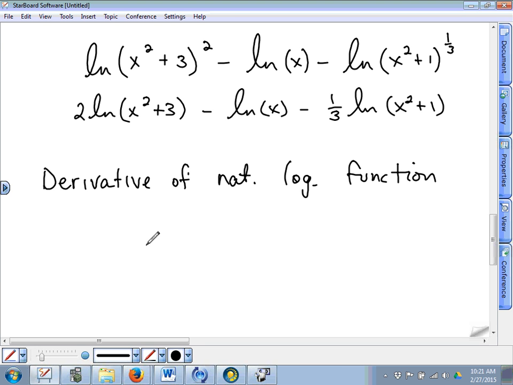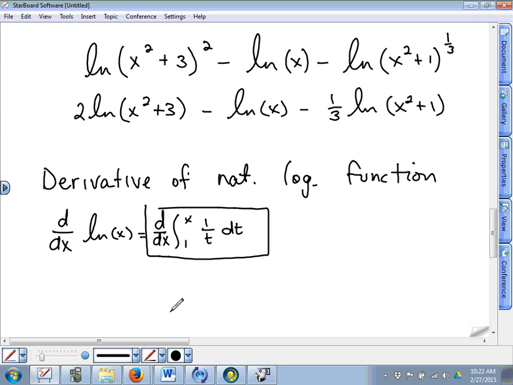I already kind of showed you that the natural log was defined as the integral from 1 to x of 1 over t dt. That's how we defined it back at the beginning of the lesson. If we now take a derivative with respect to x on both sides, then this is just an application of the second fundamental theorem of calculus. If you're taking the derivative of an integral from a constant to x, do you remember what happens?